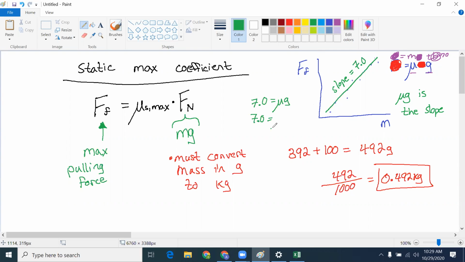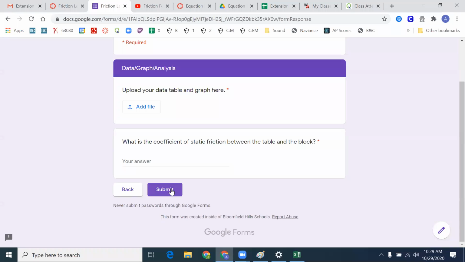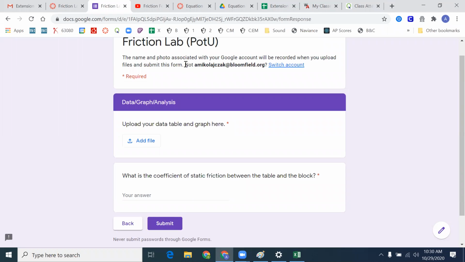Since this is in a lab, you're going to want to use 9.81 instead of 10. But then you would solve the coefficient in your calculator. You take it, you punch it in here, you click submit. It will go ahead and send you an email saying, hey, look, you've gone ahead and submitted this. Congratulations. Enjoy.